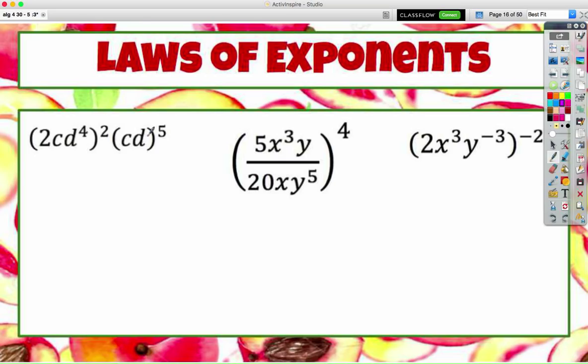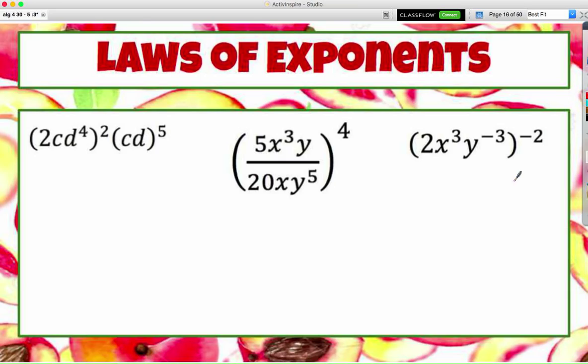So our first example has multiple rules going on. So we have to remember that when there's a power outside of the parentheses, it goes to everything inside of that parentheses. And then I must also remember that the large numbers, the coefficients, do not do the same thing as the exponents. The coefficients do normal things. They do not follow these shortcuts.